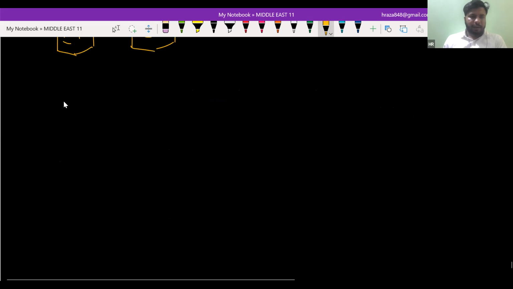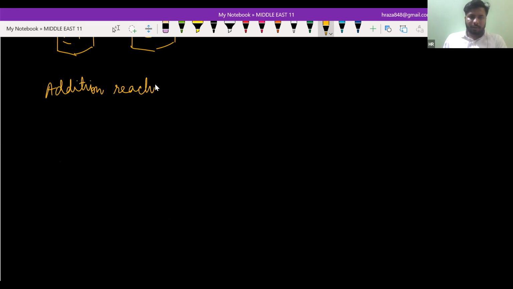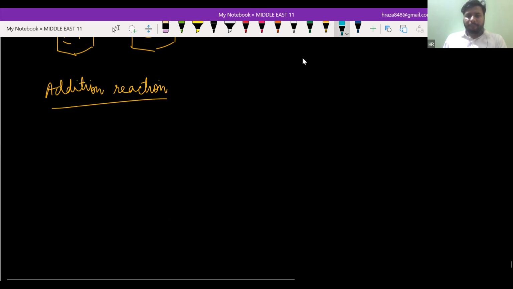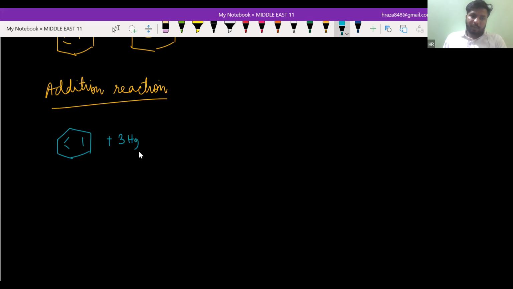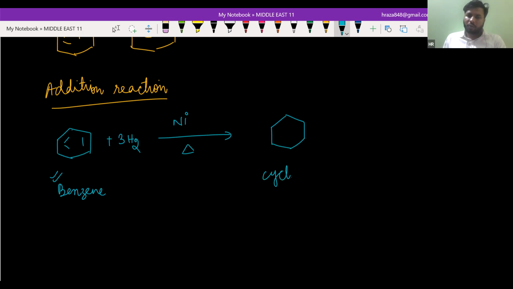Now, addition reaction. Addition reaction means you have to add something. If you add 3H2 to benzene, which is an unsaturated hydrocarbon, in the presence of nickel at high temperature, all the double bonds will be broken into single bonds and hydrogen will be added. This is basically benzene and it will be converted into cyclohexane. Okay.